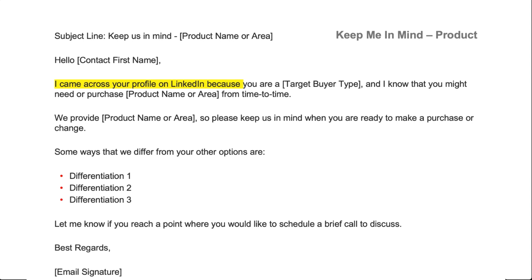So instead you could send the keep me in mind email, and your goal here is to get the prospect to hang on to your email, keep you in mind. When they need to make a purchase, they come back to your email and contact you. And so this email is kind of coaching them to do that.